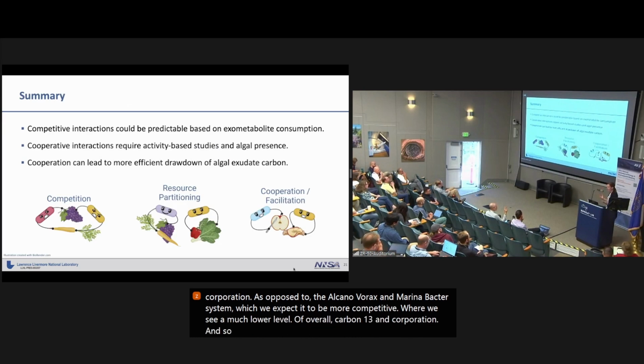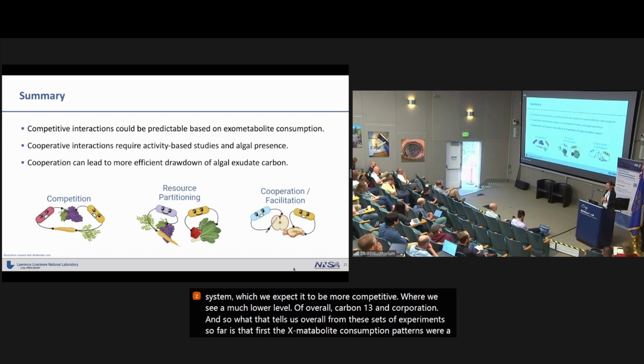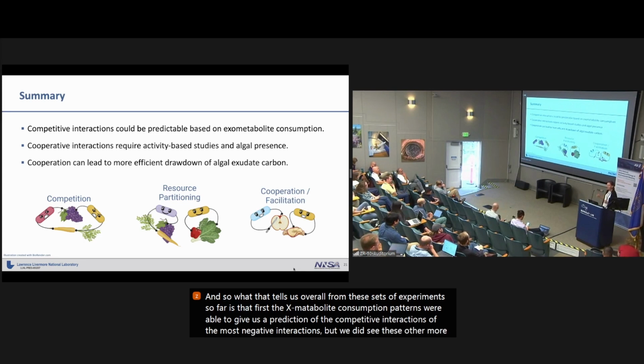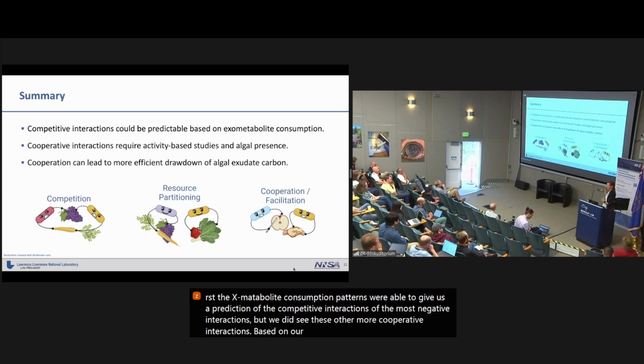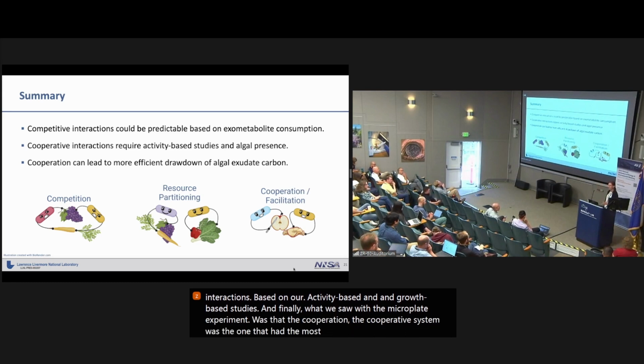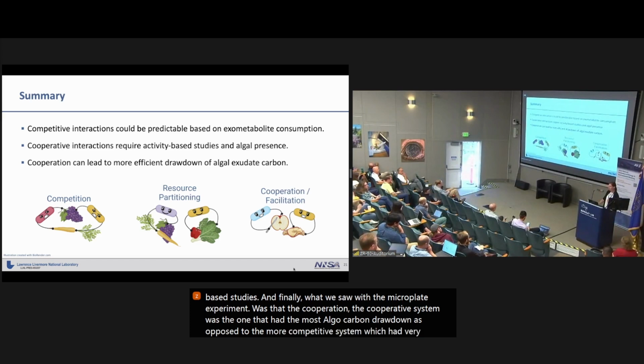And so what that tells us overall from these sets of experiments so far is that first, the exometabolite consumption patterns were able to give us a prediction of the competitive interactions, of the most negative interactions, but we did see these other more cooperative interactions based on our activity-based and growth-based studies. And finally, what we saw with the microplate experiment was that the cooperative system was the one that had the most algal carbon drawdown, as opposed to the more competitive system, which had a very low total carbon drawdown.